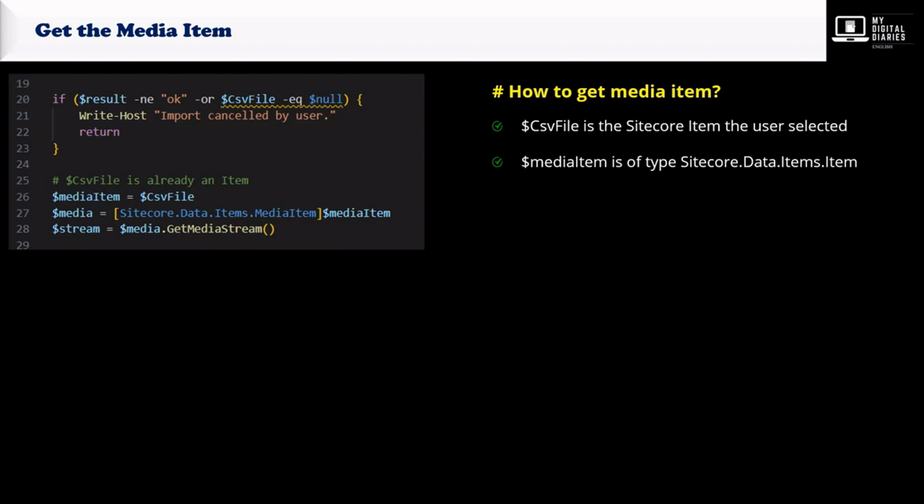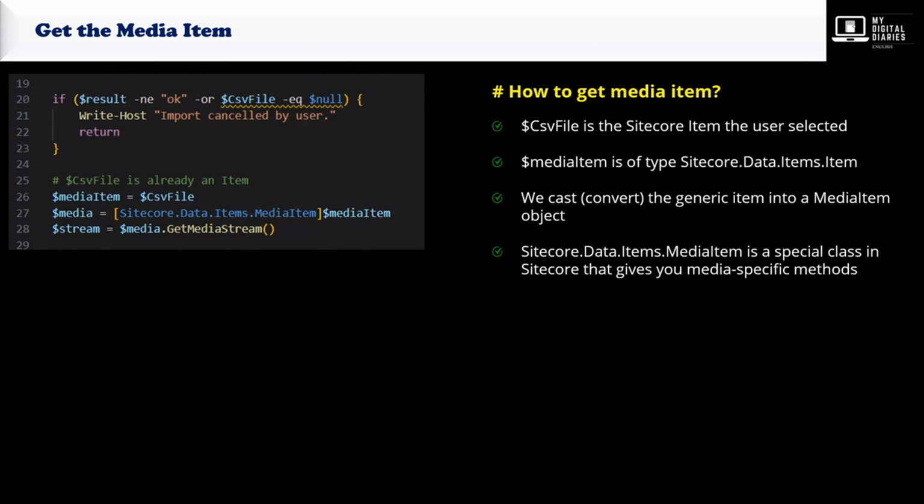But remember, a CSV is stored in Sitecore not just as text, but it is saved as a media blob, basically a binary file. So first we cast a generic Sitecore item into a media item, similarly to what we do in C#. And then the key method here is GetMediaStream. When we call this, Sitecore gives us an actual binary, the file stream of the CSV.